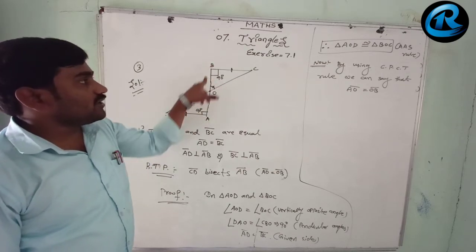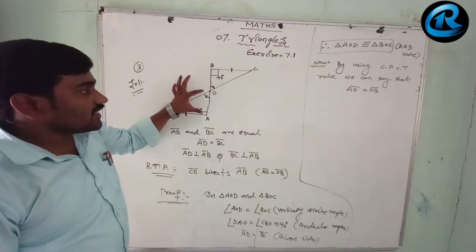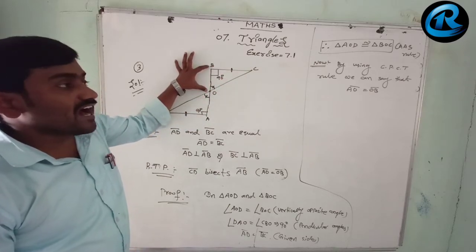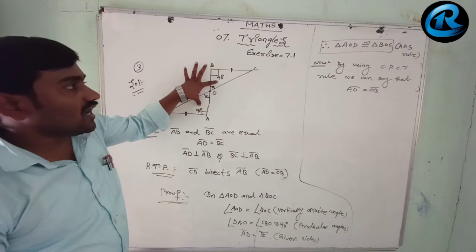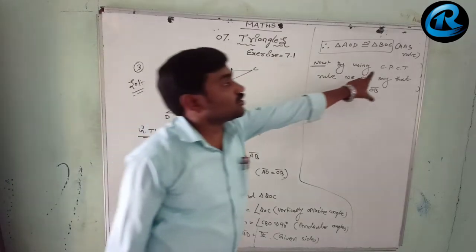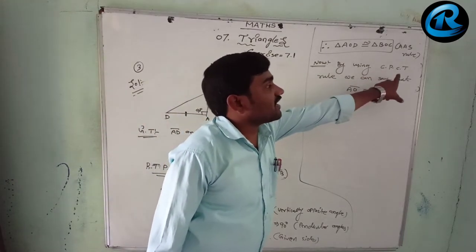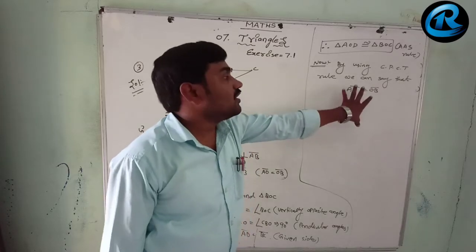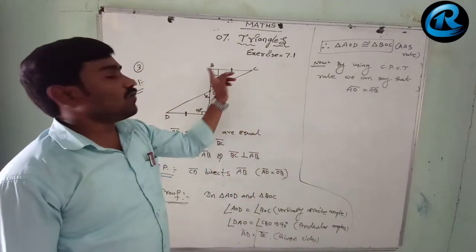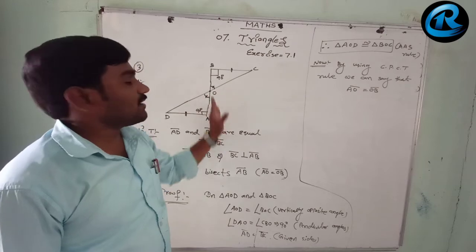Triangles AOB and BOC are congruent. Here AO and OB are the parts of these two congruent triangles. So by the CPCT rule we will tell that corresponding parts of congruent triangles are always equal. So here AO is equal to OB. So the corresponding parts are equal.